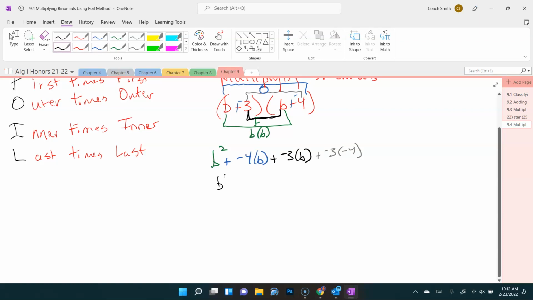So you have b squared plus negative 7b plus 12. Okay, and when you're doing the FOIL method, the two middle terms, if you do it properly, will always be the two terms you put together. So, of course, your final answer would be b squared minus 7b plus 12.